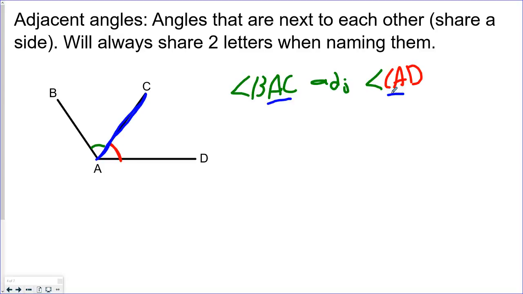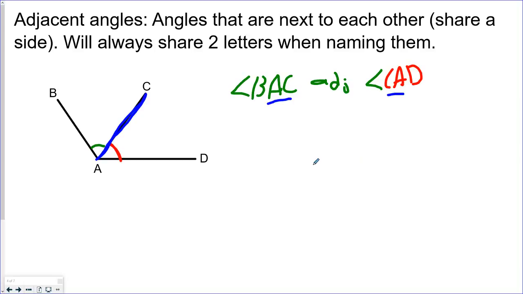The letters don't have to be in the same order, but one thing that does have to be the same is that the middle letter has to be the same between both angles, because again, they're both coming off the same point. So BAC, CAD. They both share that middle letter of A, which is another way you can tell if they're adjacent. Now, vertical angles also share a middle letter, but they don't share the two others. So adjacent angles share both a middle letter and one other letter, whereas vertical angles, which we looked at before, will only share a middle letter.